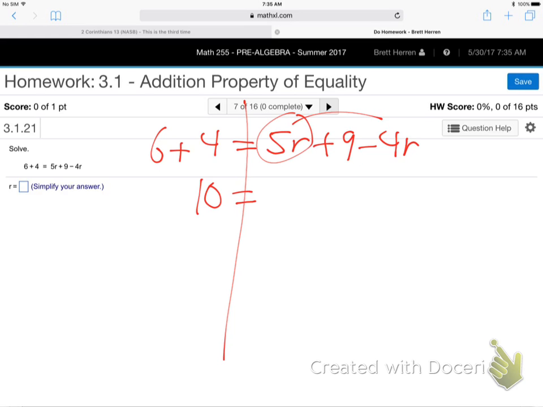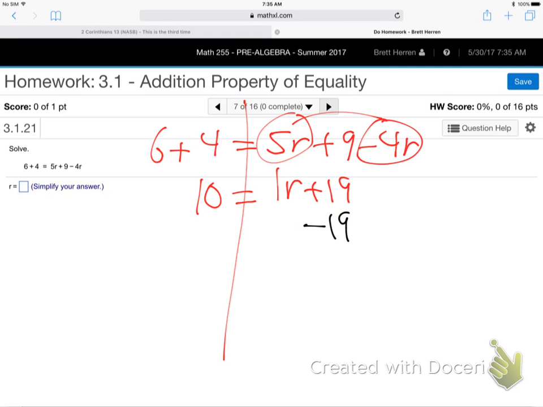So 5r minus 4r is 1r. Good? And that 1's going to vanish, because 1 times r is just r. It's going to become an invisible 1. But first, r is saying, I want to be alone. So what do we got to do to get r alone?